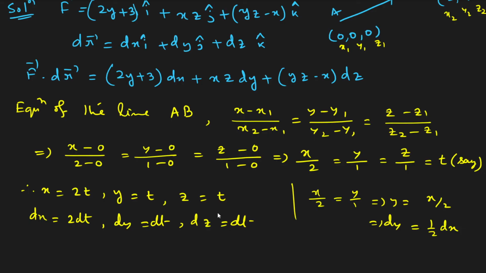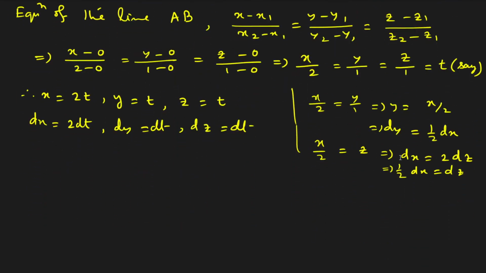Okay. So either we can substitute, we can take t and convert all the variables to t, or we can write like this. Again you see x by 2 equals to how much? z. So from here your dx will be 2 dz. So let us write 2 this side. Half dx equals to how much? dz. So like this also you can do. I'll show you both the methods.